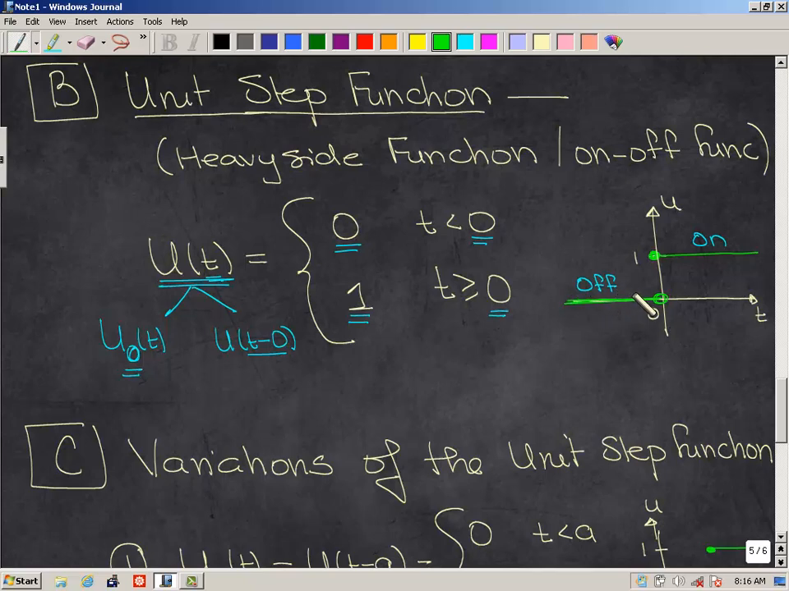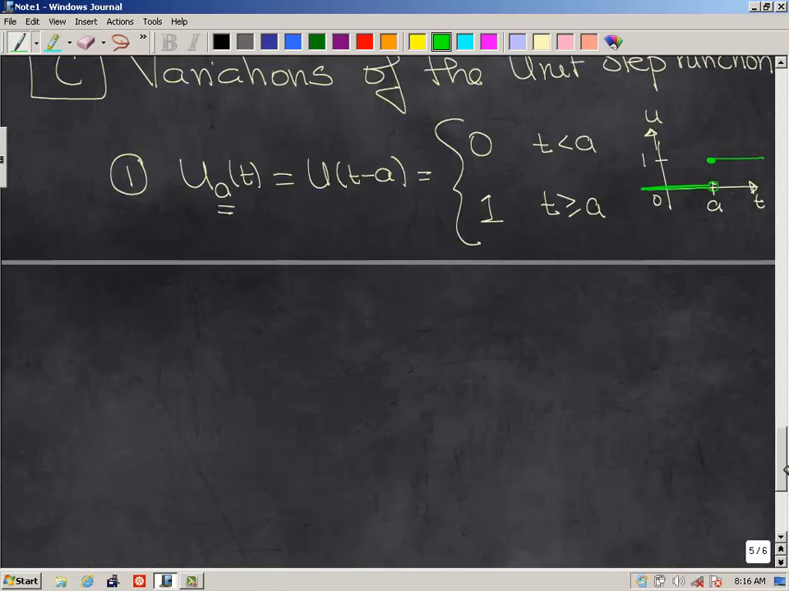You imagine you're walking and then you're going to take a step and go up. That's why it's also referred to as a step function, and the step is of unit height. So that's why it's called the unit step function. Okay, all right, so that's one example.